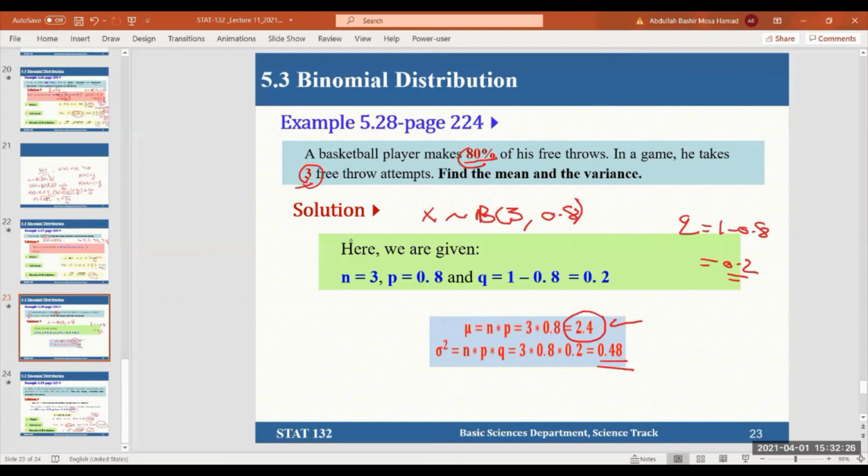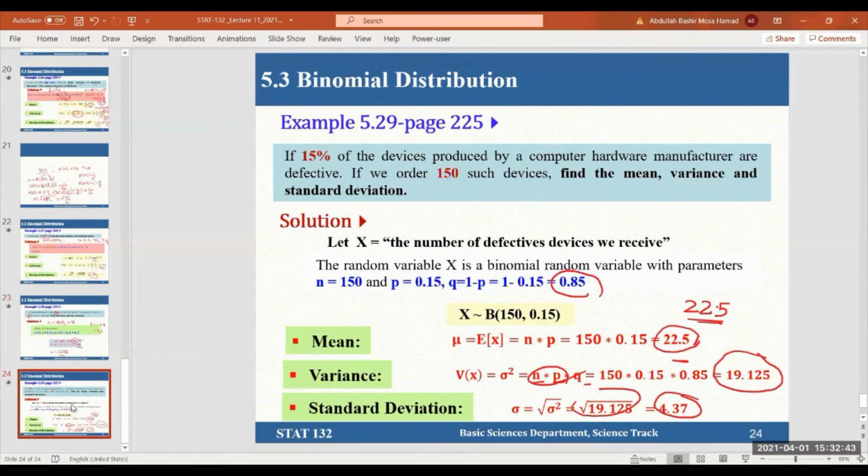If they ask you to find the standard deviation, we just find the square root of 0.48. This is the standard deviation of X. Clear? Clear. So now we have finished and still have time.